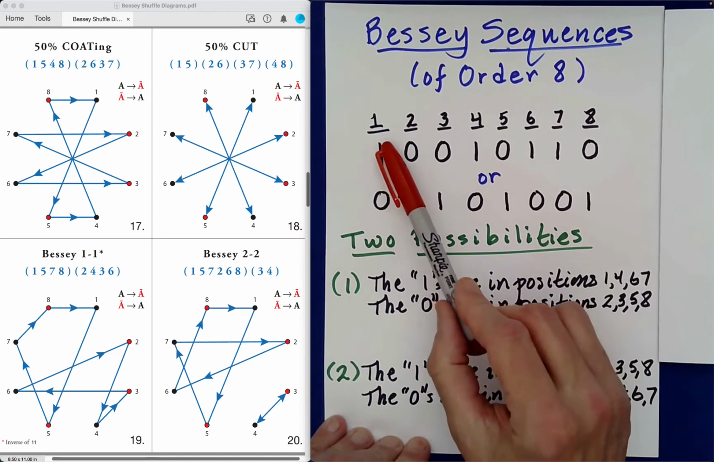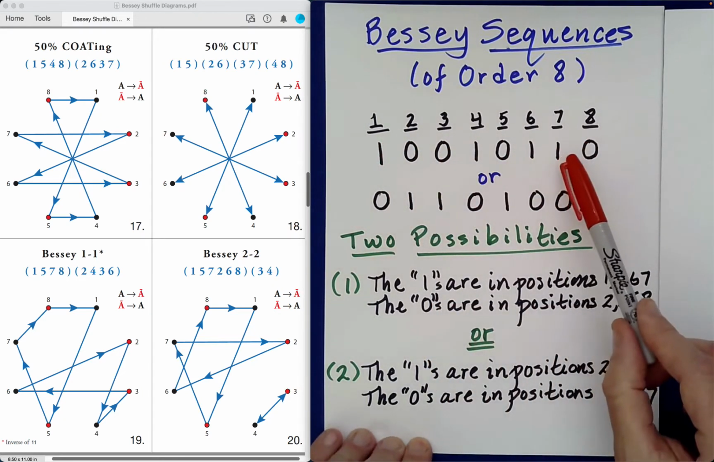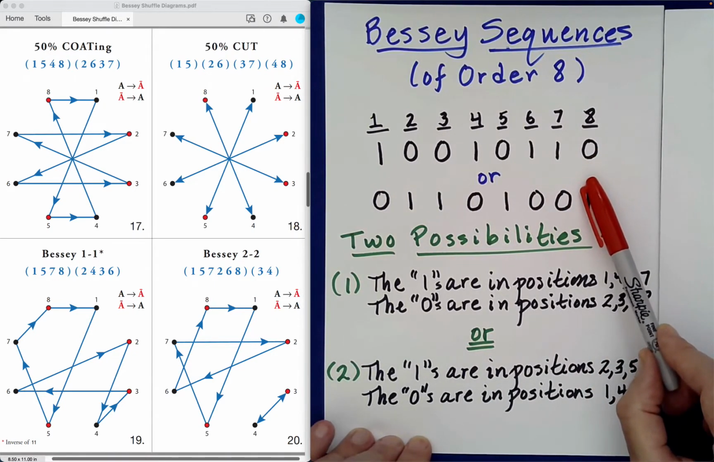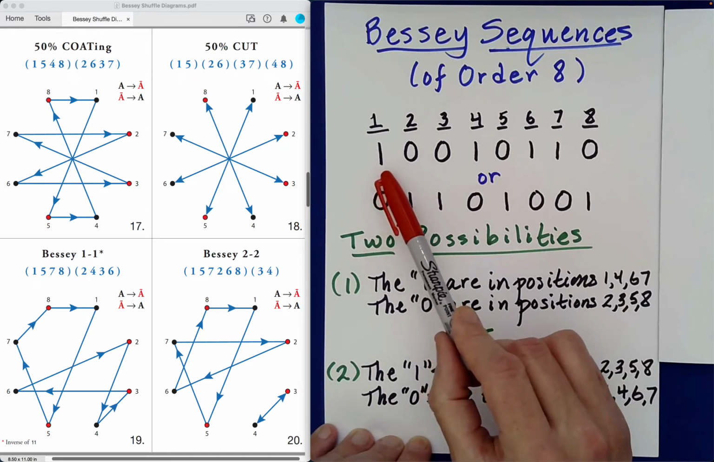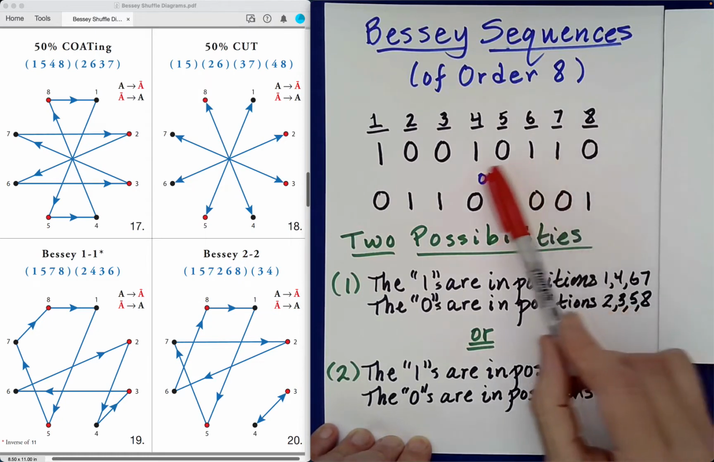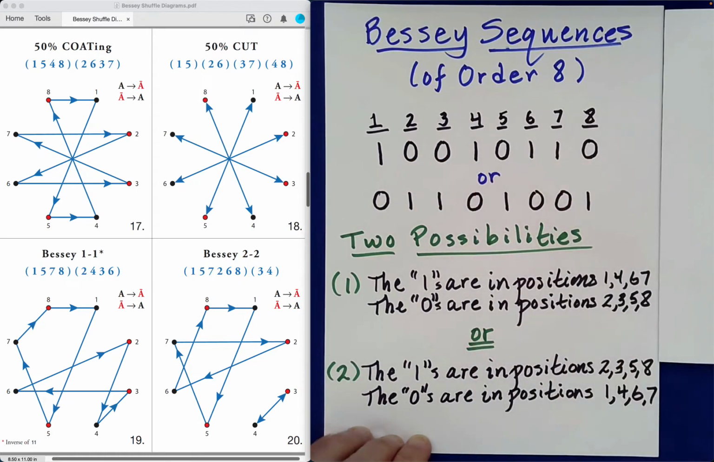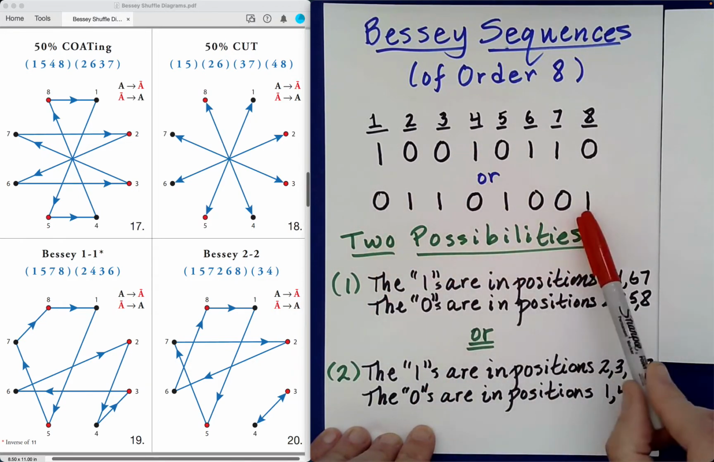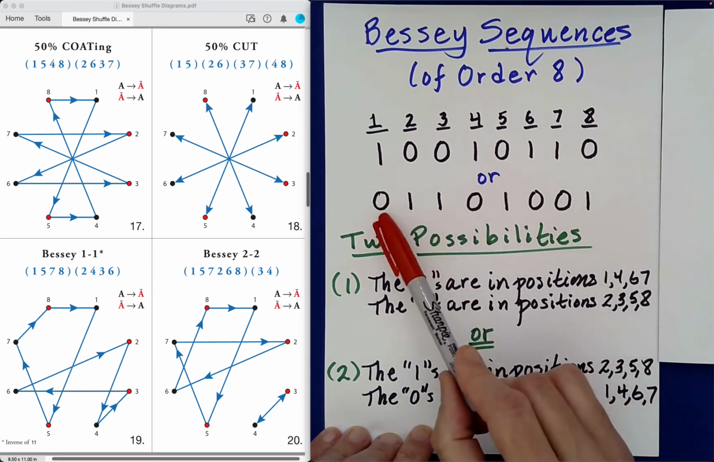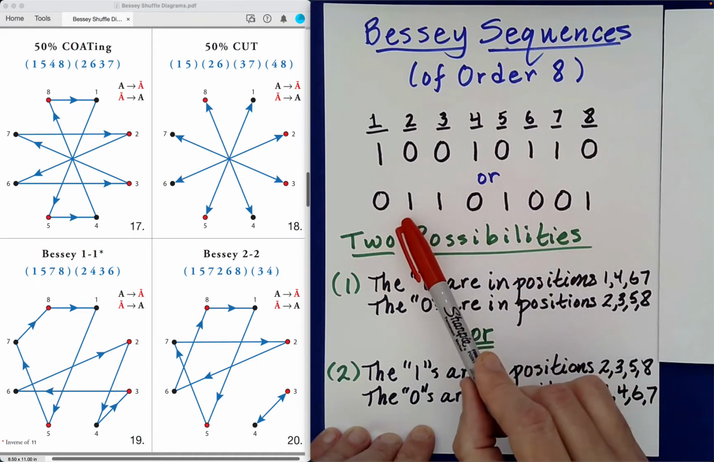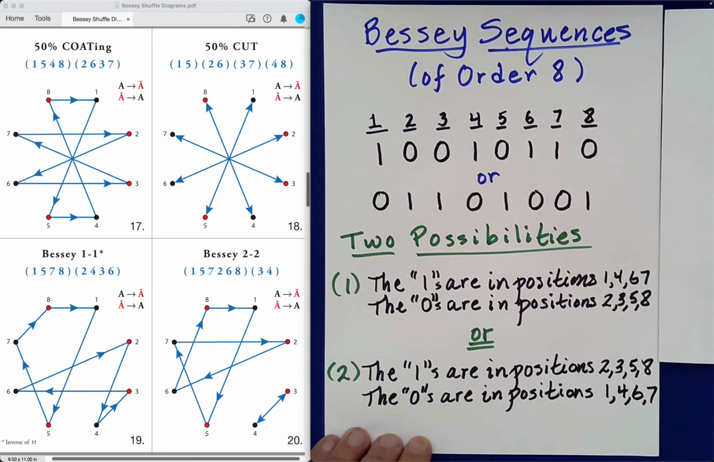Relating all of this to Bessey sequences expressed using zeros and ones, we find that there are only two possibilities. Either our ones will be in positions 1, 4, 6, 7, with the zeros in positions 2, 3, 5, 8, or in the case of the inversion of this sequence, we get the Bessey sequence in which the zeros are now in positions 1, 4, 6, 7, and the ones are in positions 2, 3, 5, 8, where all of this is summarized here below.